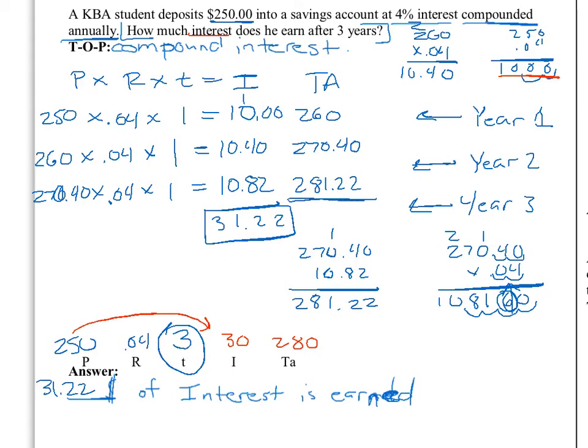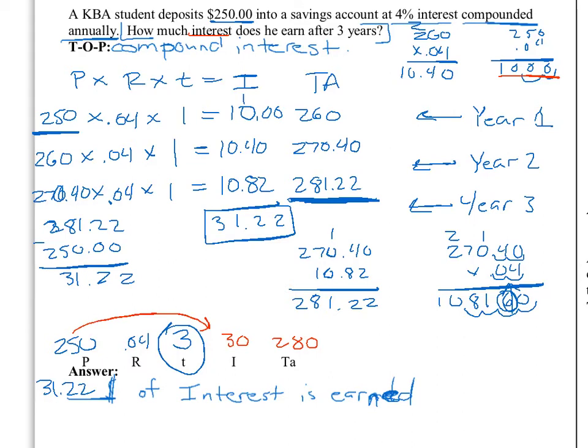Yeah, so we can look at how much we ended with and how much we started with, and anything that was added on is all interest. So we could have said we ended with $281.22. We started with $250. So in those 3 years, if we subtract here, $31.22 was added on. That was all interest. Either way is a totally exceptional way to do it. You can choose. Most people find adding to be easier than subtracting.